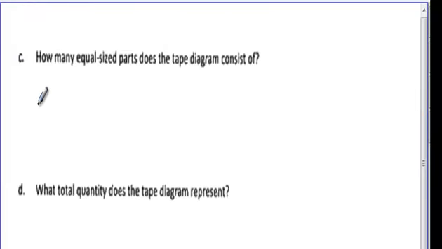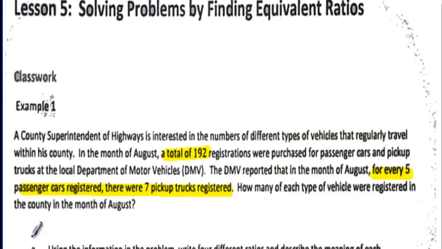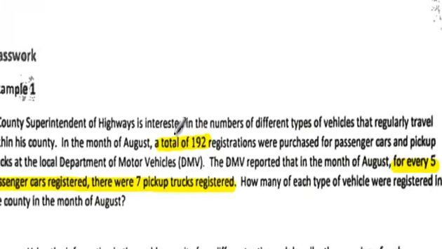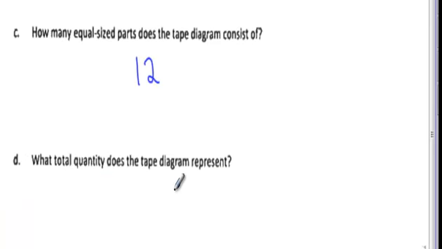Part C says, how many equal size parts does the tape diagram consist of? Well, we had 5 parts for cars, 7 parts for trucks, so we had a total of 12 equal size parts in our tape diagram. Part D, what total quantity does the tape diagram represent? Well, we can go back to our problem here, and we had a total of 192 vehicles that were registered. So the total quantity is 192.